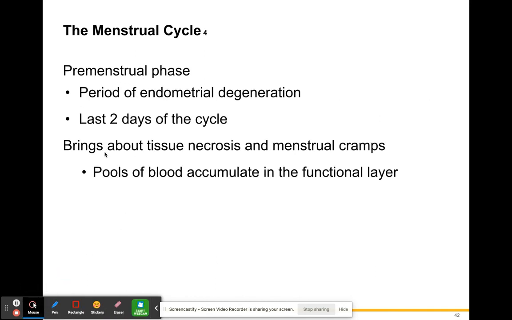during those days. The premenstrual phase is the period of endometrial degeneration. If an egg does not become fertilized, our premenstrual phase will continue. It'll bring about tissue necrosis and menstrual cramping. And pools of blood will accumulate in the functional layer of the uterus.